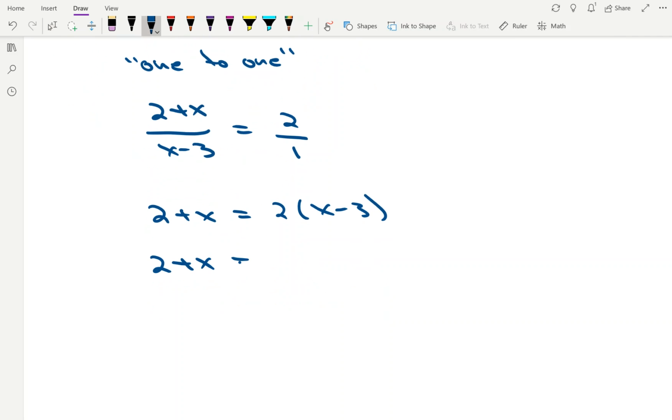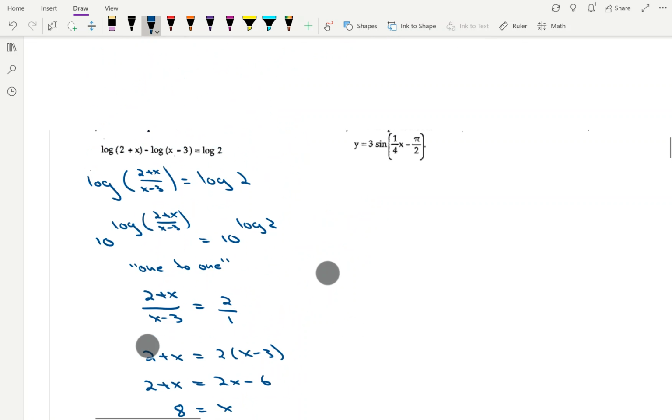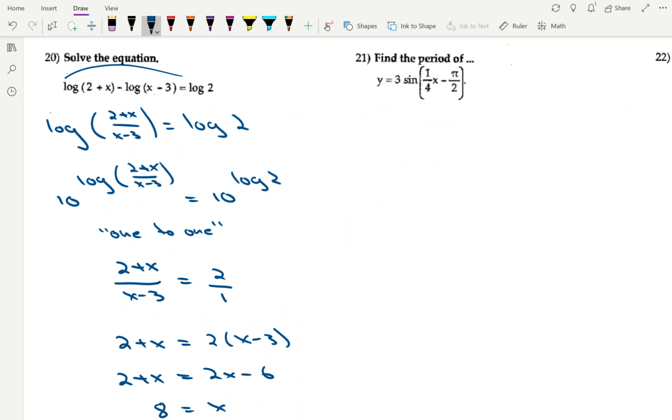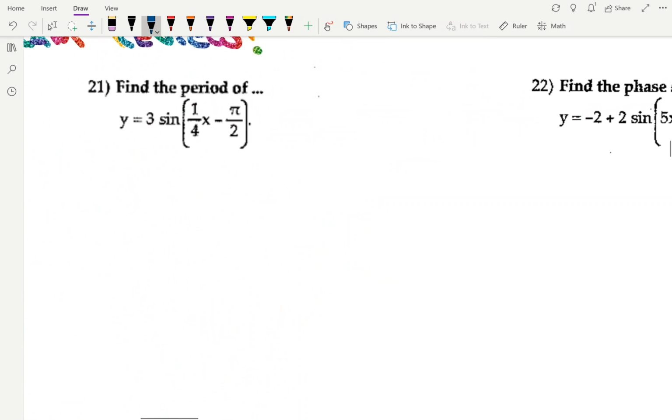All right, so off to the races. Don't mess up. Make sure you're nice and smooth and get the right value. Also plug it back in, make sure there's no negatives in your logarithm, and all the domains look just fine.